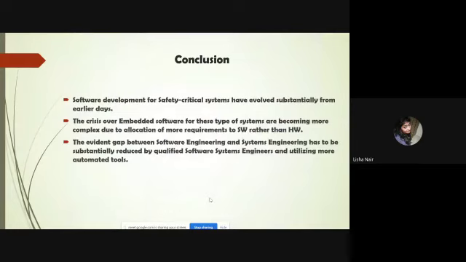So the conclusion is basically this. Safety critical system software development is considered one of the evolving systems.